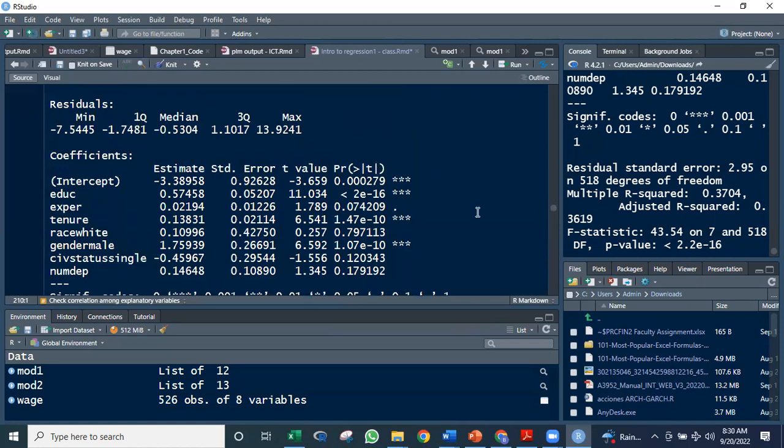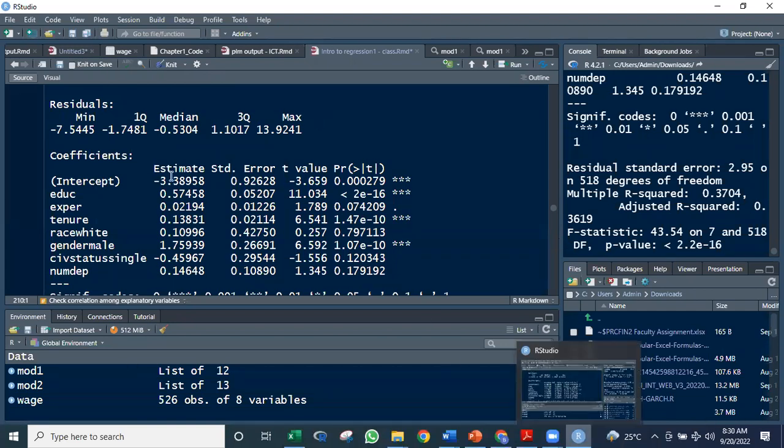So what will be our equation? Our linear model will be: hourly wage is equal to negative 3.38, or negative 3.39, let me just round it off to the nearest second decimal place. Remember, the intercept, even if it's not significant, has to be included. The practice is that it's included in the model. And then you have 0.57 times education. And then let's not include experience.